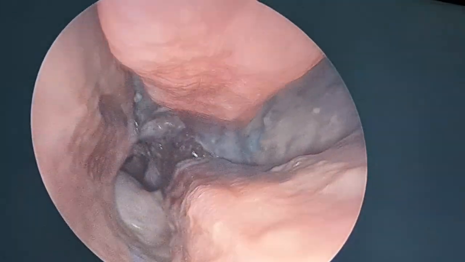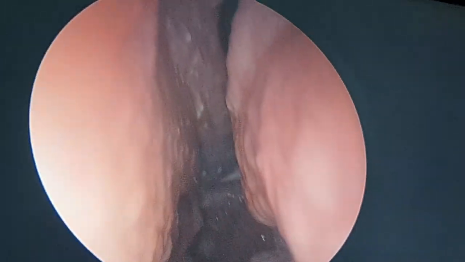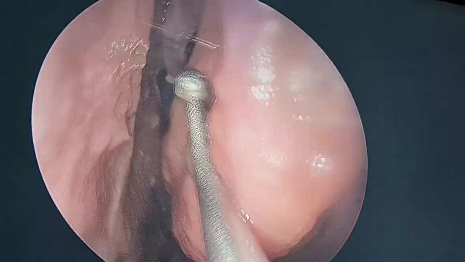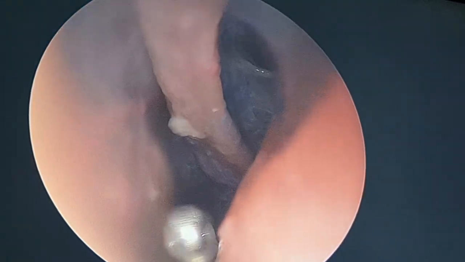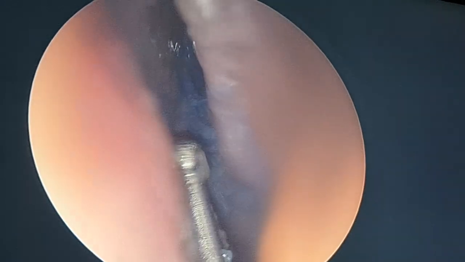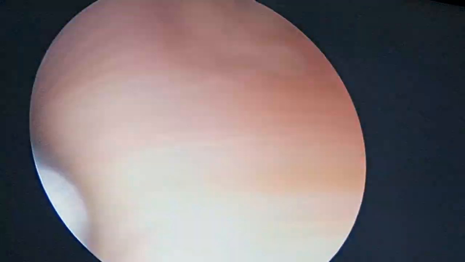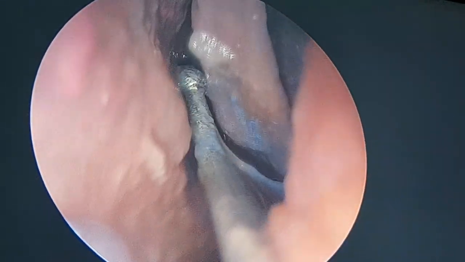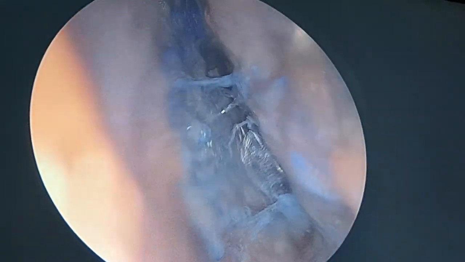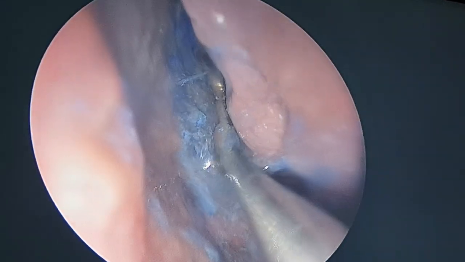Now when we go behind, there is another turbinate. See, this is the middle turbinate, and when you go behind there is another turbinate, that is the superior turbinate. This is the nasal septum, all the way between the nasal septum and the superior turbinate. If I retract the superior turbinate a little bit, here comes the sphenoid sinus. That is in the center, and that is one of the most important anatomy for the skull base.